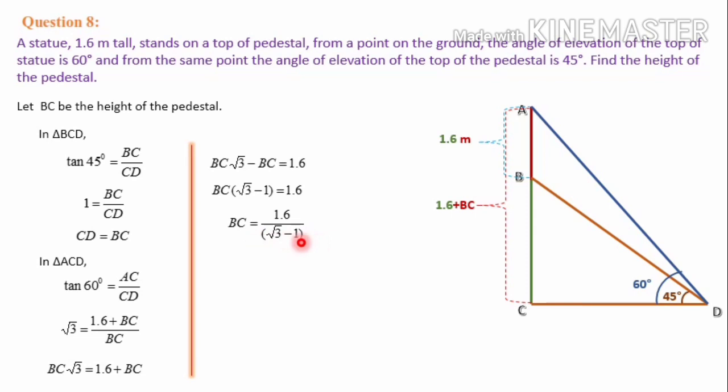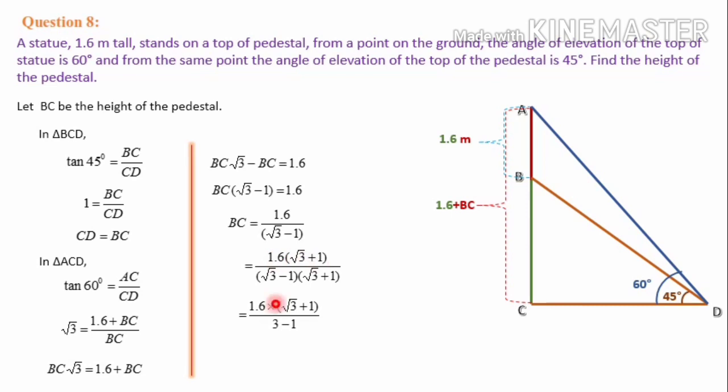Here again root 3 minus 1 is an irrational number. We have to rationalize. In Grade 9 we have studied rationalizing the denominator. Here root 3 minus 1 is there. We have to take the conjugate, that is root 3 plus 1, and multiply it in the numerator and denominator. So 1.6 into root 3 plus 1, divided by root 3 minus 1 into root 3 plus 1 in the denominator.